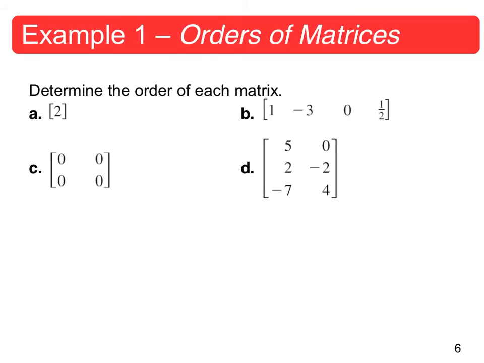Now just take a moment and determine the dimensions or the order of each of these matrices and compare your answers to mine. So pause the video. Alright, so your answers should match the following. The first matrix only has 1 entry in it, so there's 1 row, 1 column, so it's a 1 by 1 matrix. Second one, I have 1 row and 1, 2, 3, 4 columns, so it's a 1 by 4 matrix. And here I have a 2 by 2 matrix. Here I have a 3 by 2 matrix. These two are square matrices.